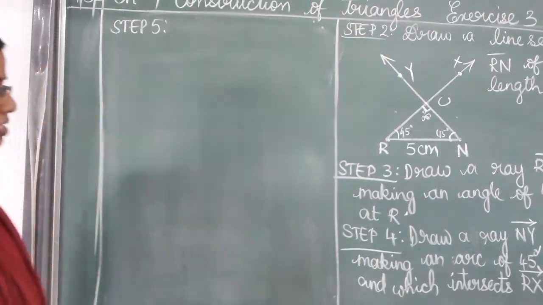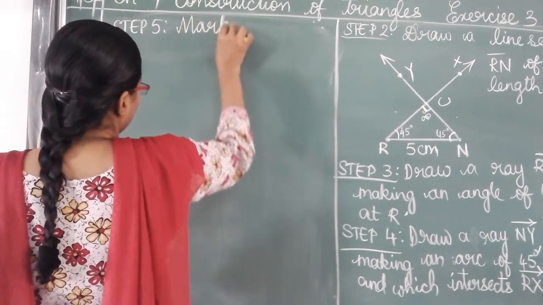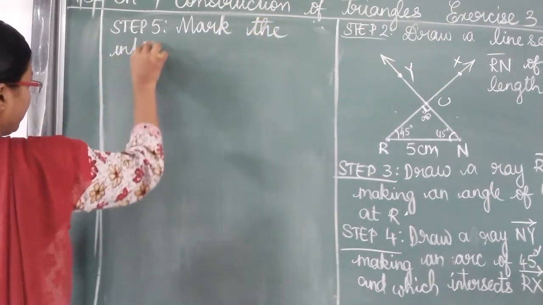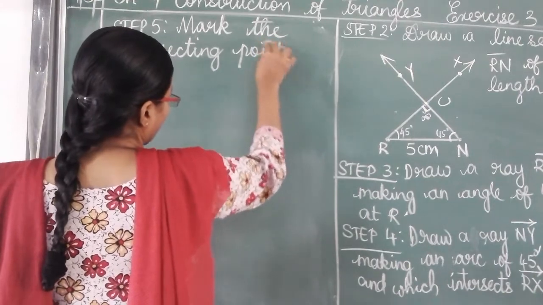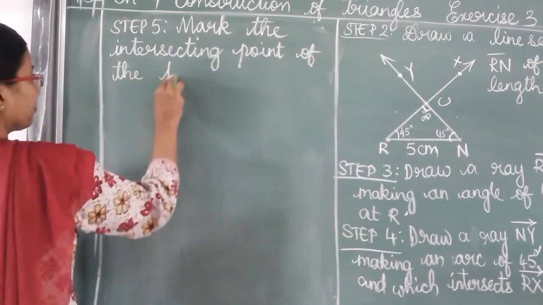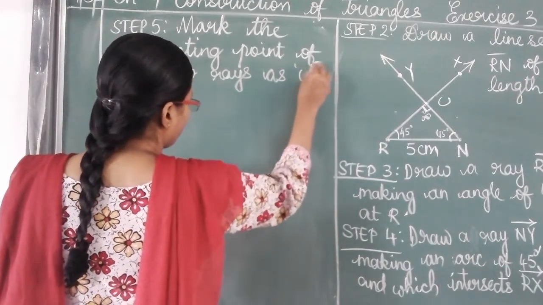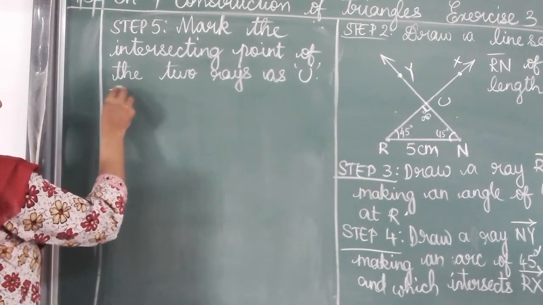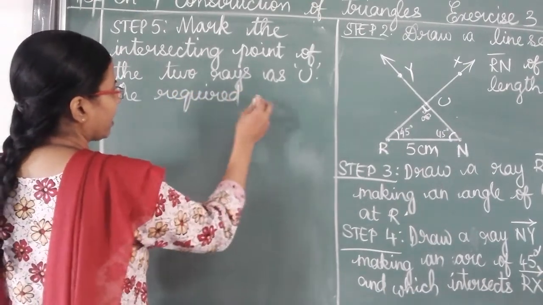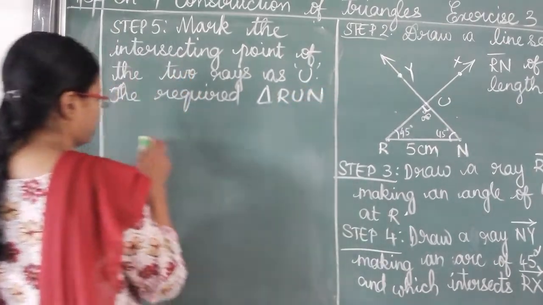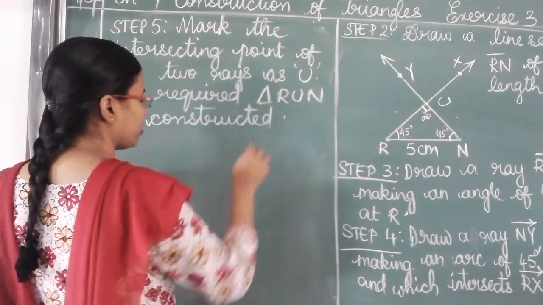Now let us write this fifth step. Mark the intersecting point of the two rays as U. The required triangle RUN is constructed. What is the next part they have given?